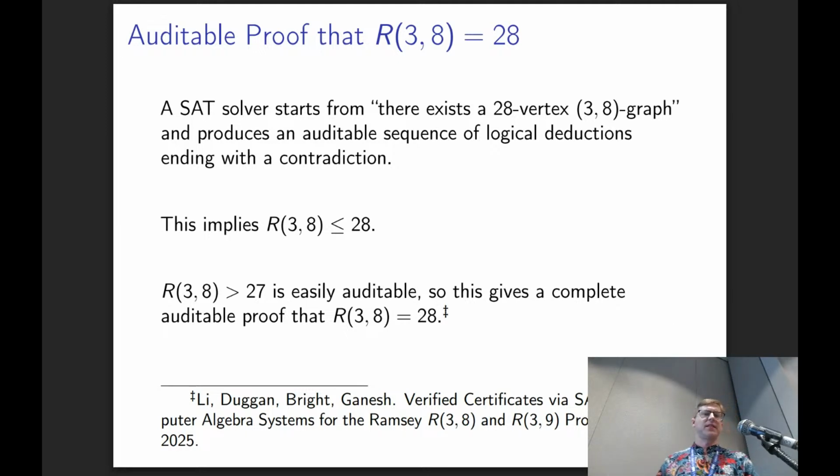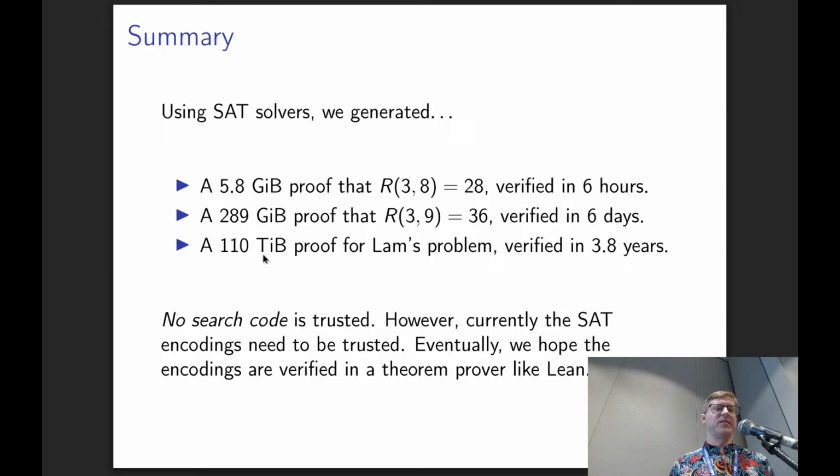Okay, just to summarize, I want to stress that these are enormous proofs. They're in the gigabytes, hundreds of gigabytes, and then into the terabytes. So 110 terabytes for Lam's problem in a compressed form. It takes 4 years to check that proof. Wow. Yeah, and that's distributed among many. Well, we have 1,000 processors working on it, so you can do it in a couple of days. But yes, 4 years in total of CPU time.